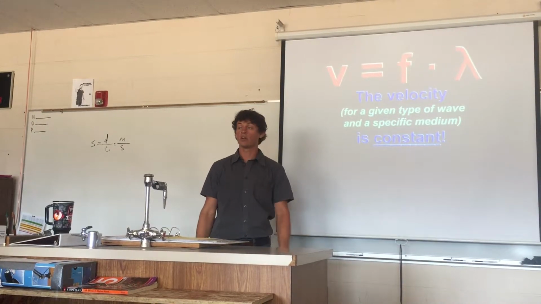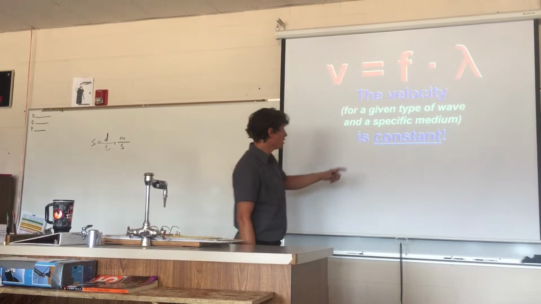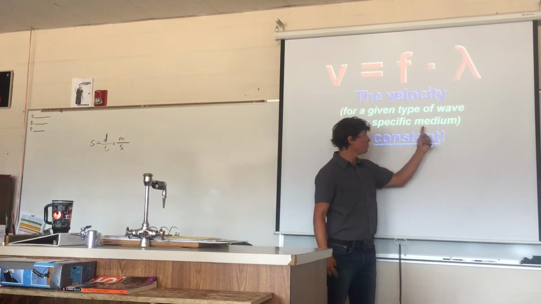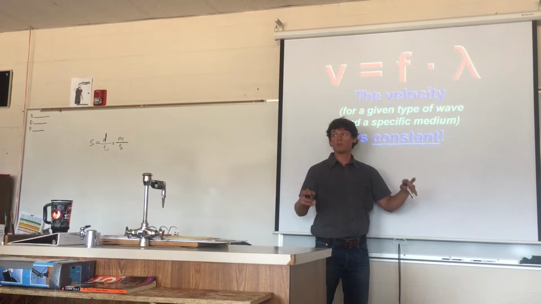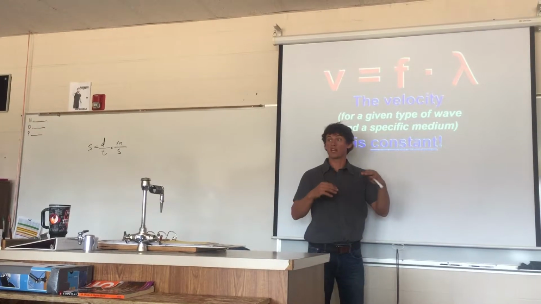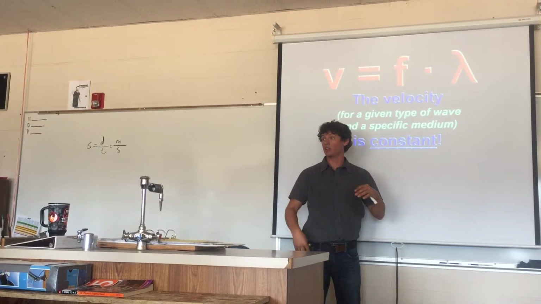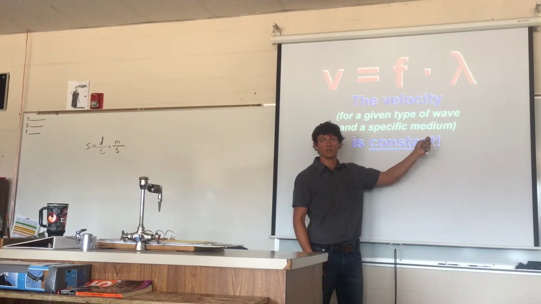Louder sounds don't go faster. Higher pitch doesn't go faster. So the type of wave is sound, the medium would be air. Everything goes about 700-ish miles per hour in air. And then the temperature affects that. We'll get to that later though. If the temperature affects it, then we've got a different medium, we say.